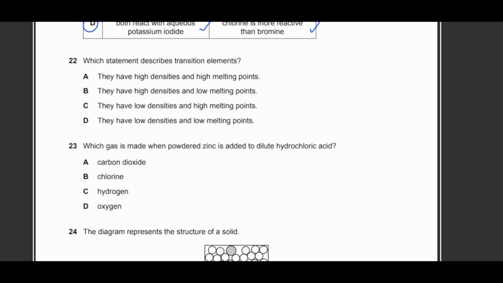Which statement describes transition elements? So transition elements are basically your average metal that you can think of, like iron or copper, right? Those are transition elements. So when you think of iron and copper, what do they have? They have high densities, right? They're pretty heavy. So C and D is wrong. And they have high melting points. So the answer is A.